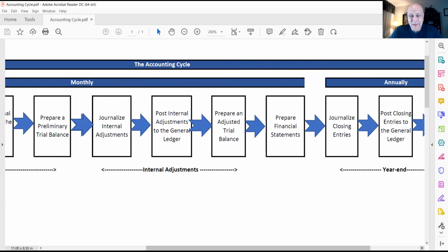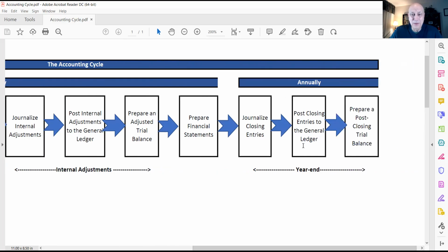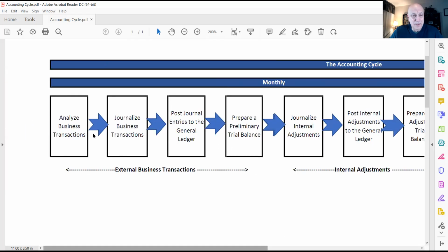And then at the end of the year, we do our closing entries, journalize closing entries, post these entries to the general ledger, and prepare a post-closing trial balance. So that's where we are in the scheme of things. We're analyzing business transactions, and we're going to focus on journalizing, posting, and preparing a preliminary trial balance. So simply, debit means left, credit means right. That's all it means. Let me share my screen and put up an Excel spreadsheet to illustrate using debits and credits as we analyze business transactions.